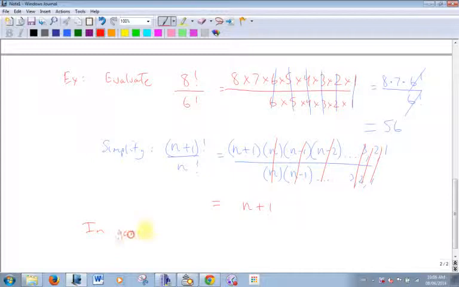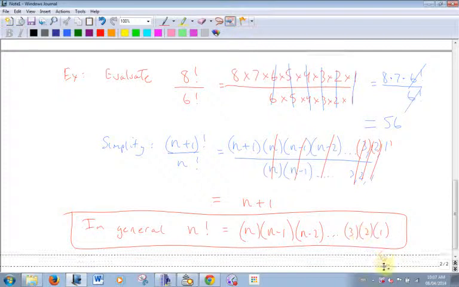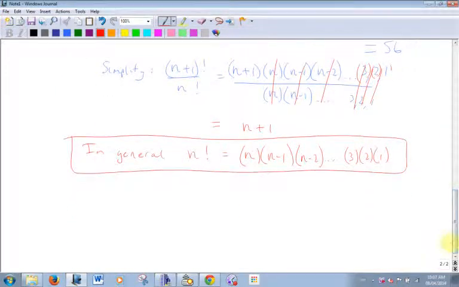So in general, for factorial, because it doesn't always have to be a number, n factorial is n times one number less than it, 3 times 2 times 1. That one doesn't say evaluate because you don't know what n is.